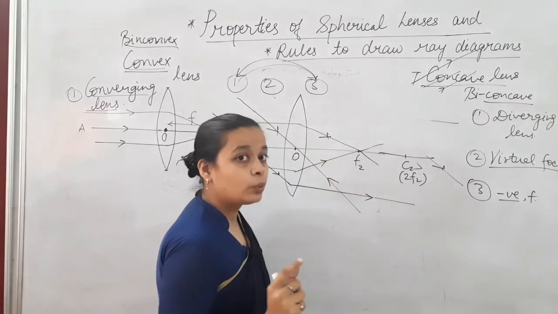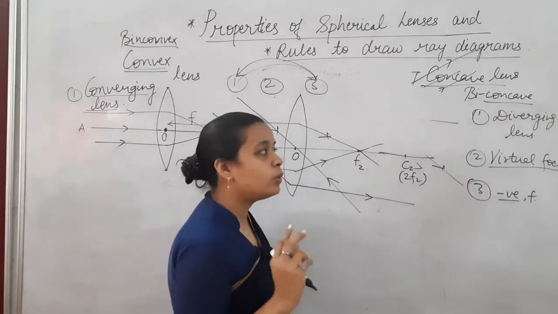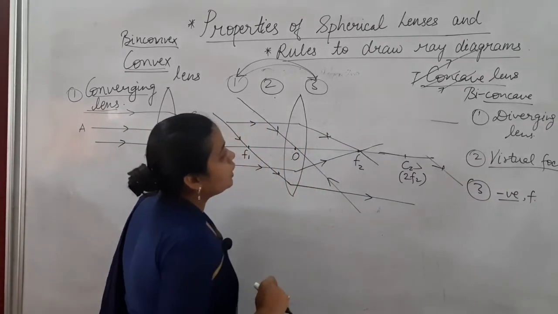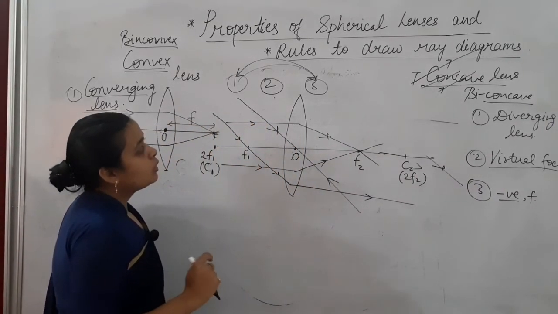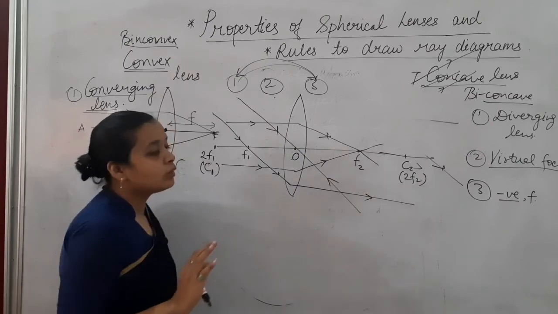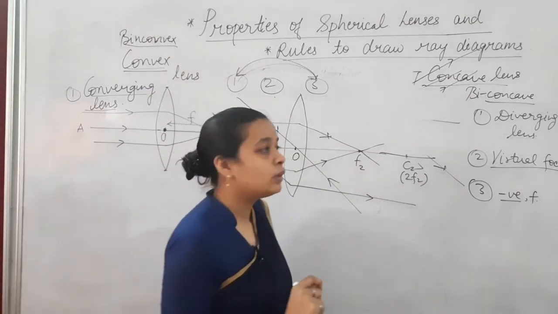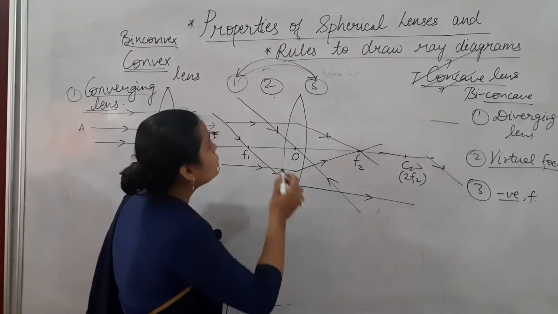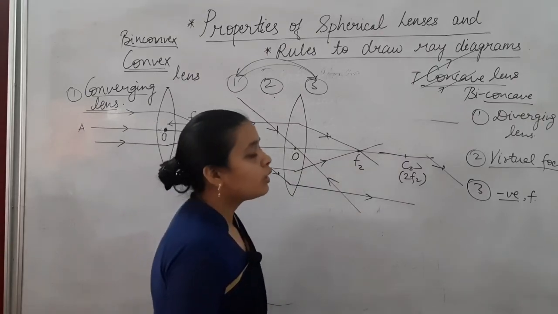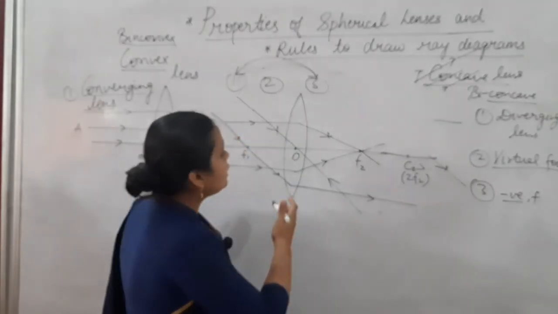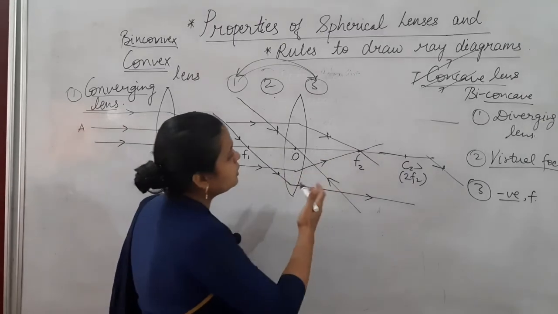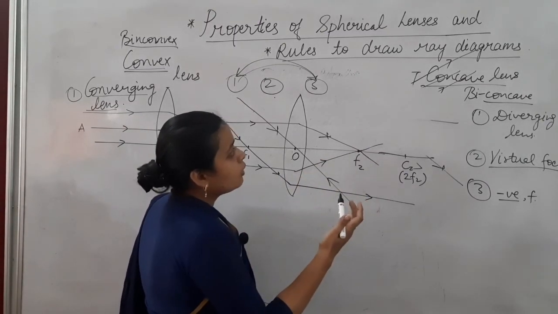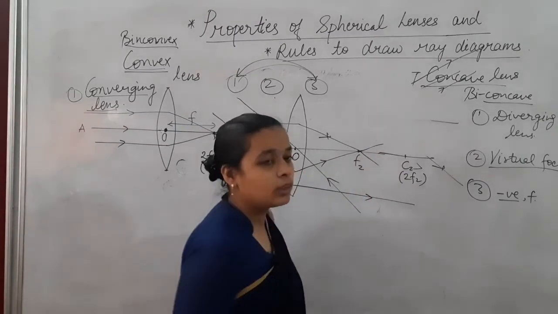These are the 3 rules which we have to use in drawing various types of ray diagrams. You all have to revise these properties and rules again and again to draw various types of ray diagrams. In similar manner, we can also use these rules in the diverging lens, that is concave lens.